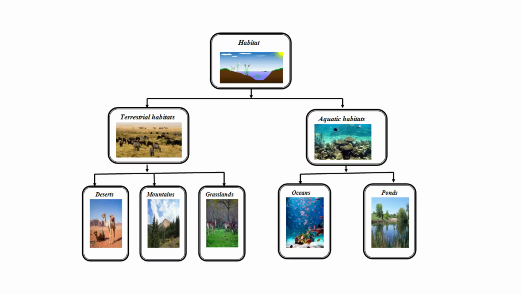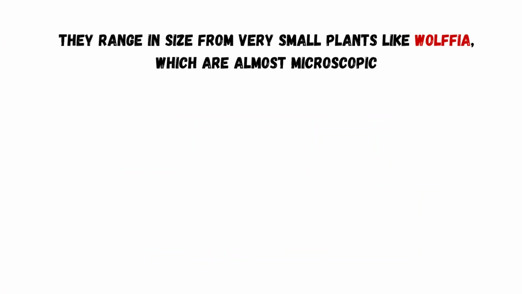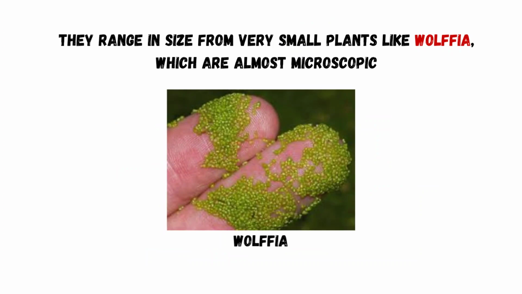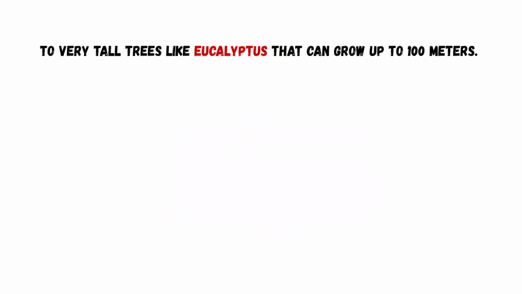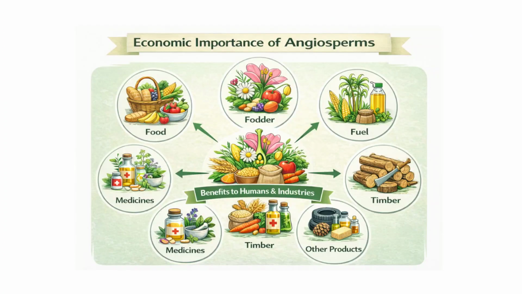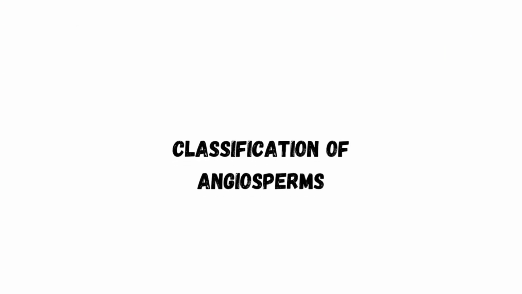Angiosperms are exponentially large in number and are found in almost every type of habitat. They range in size from very small plants like Wolffia, which are almost microscopic, to very large trees like eucalyptus that can grow up to 100 meters. They are economically very important because they provide us with food, fodder, fuel, medicines, timber, and many other commercially valuable products. Now let us understand classification of angiosperms.